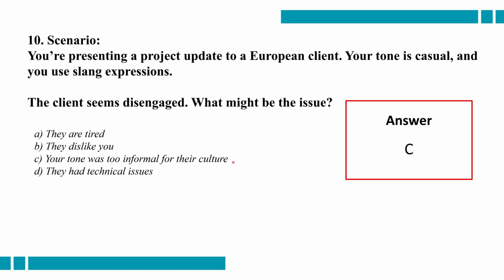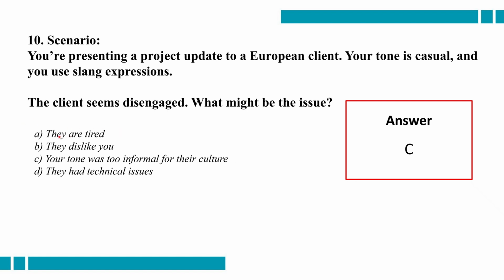In many European business cultures, especially Germany, Switzerland, and parts of France, clients expect professionalism and a formal tone during meetings. Using slang or being overly casual can come across as unprofessional or disrespectful. Adapting your tone to the client's culture builds trust, credibility, and a stronger relationship. So always adjust your communication style to match your audience's expectations.